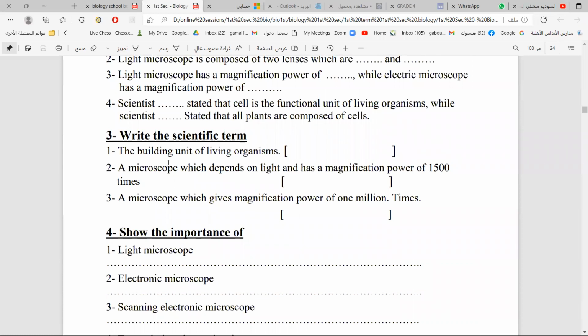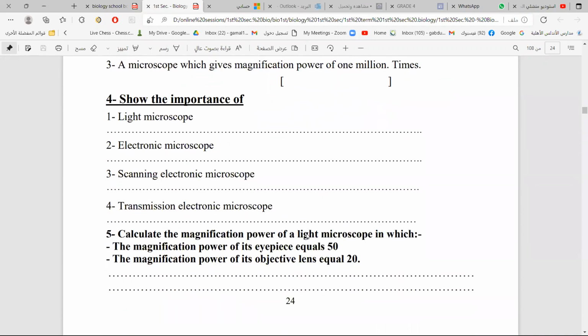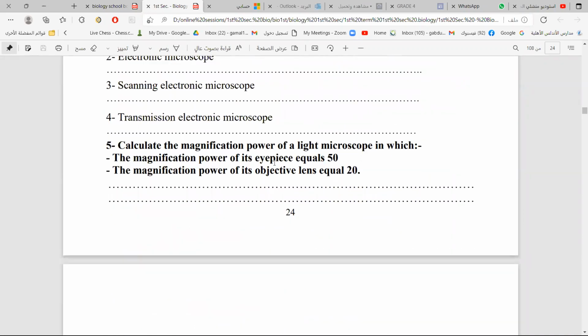Write the scientific term: the building unit of all living organisms. Cell. A microscope which depends on light and has a magnification power of 1,500 times. Light microscope. A microscope which gives a magnification power of 1 million times. Electronic microscope. Okay, I have only this problem. Calculate the magnification power of a light microscope, whose eyepiece magnification power equals 50 and objective lens magnification power is 20.